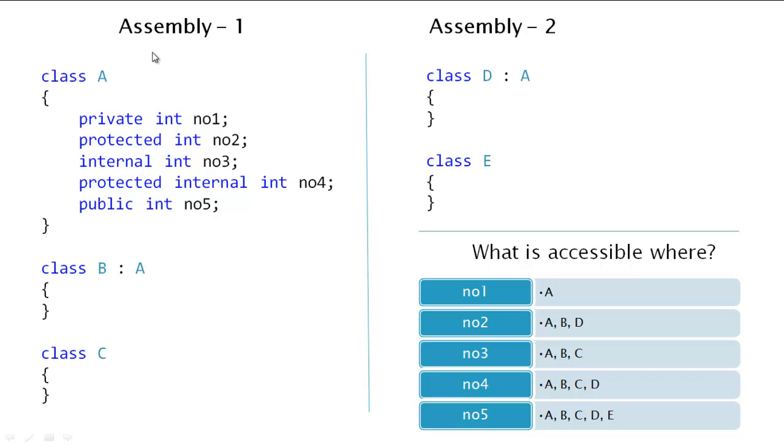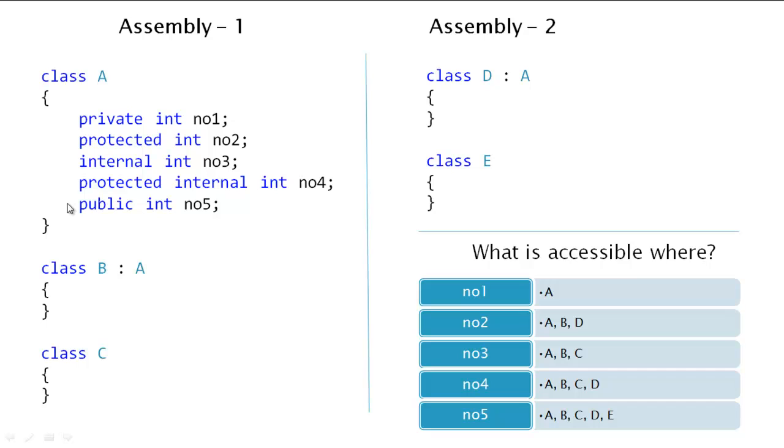So this is one project, and this is another project. Now when I compile this project, assembly1.dll will get created, and when I compile this project, assembly2.dll will get created. Now inside assembly 1, you can have multiple classes like class A, class B, and class C. In class A, I have declared some members like number 1, number 2, number 3, number 4, and number 5. Out of which number 1 is private, number 2 is protected, number 3 is internal, number 4 is protected internal, while number 5 is public.